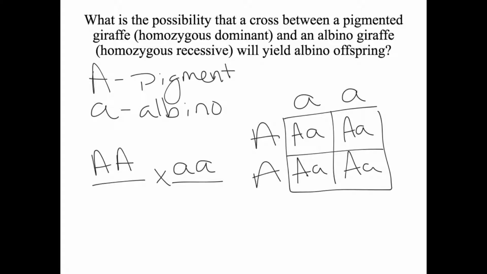We fill in the box with one allele from each parent. Okay, then we go back and figure out what this problem is asking. So we're asking, will they yield an albino offspring? If we look at our box, all of these are big A, little a, heterozygous, and as long as there is a copy of the dominant allele, these giraffes will have pigmentation. So there's a 0% chance of having an albino baby.